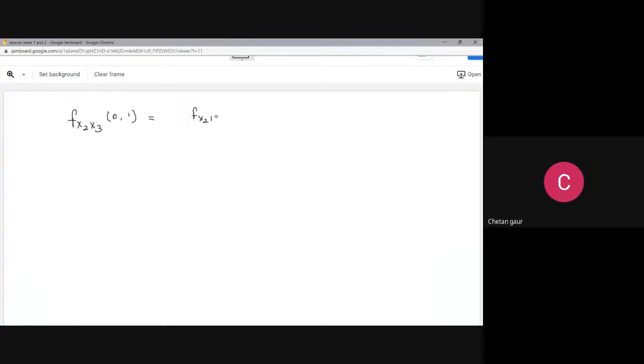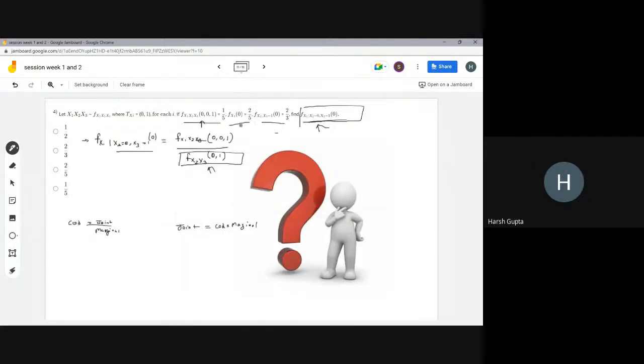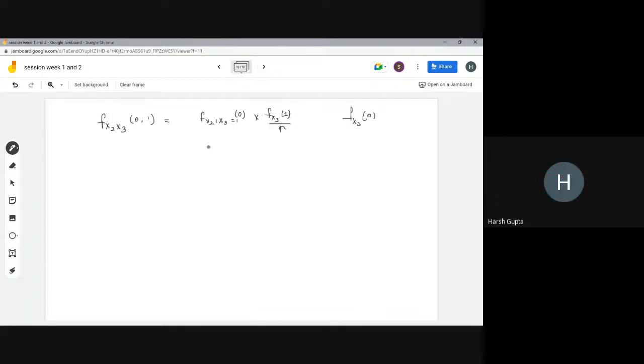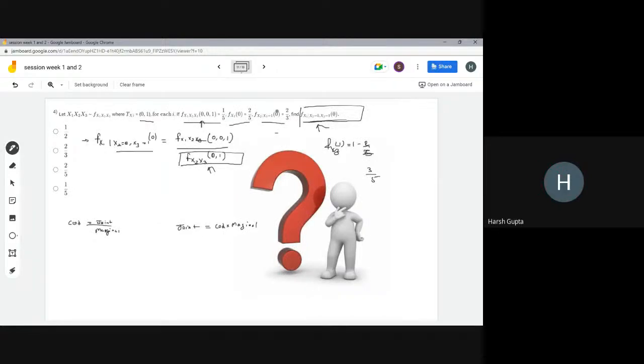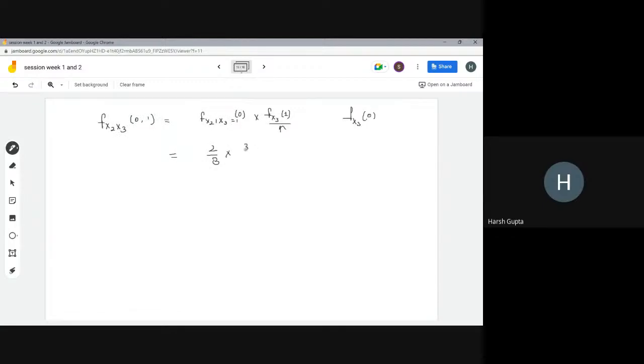So f of x2 given x3 equals 1 is 0 and we need f of x3. We know f of x3 is 2 by 5, and the range is 0 and 1 only for x3. So f of x3 given 0, 1 is 1 minus 2 by 5, which comes to 3 by 5. Now the value for this is 2 by 3, multiplied by 3 by 5. This will come up to 2 by 5.